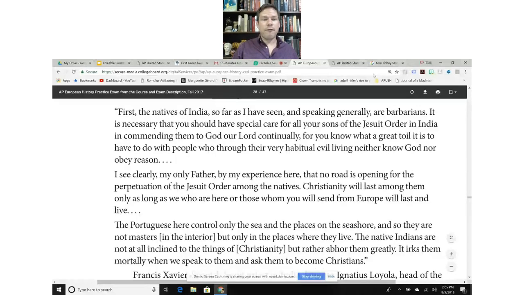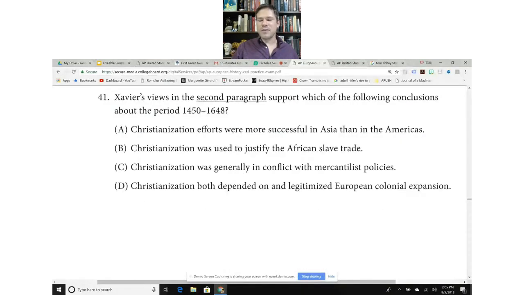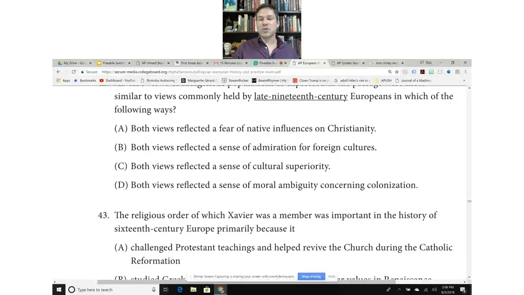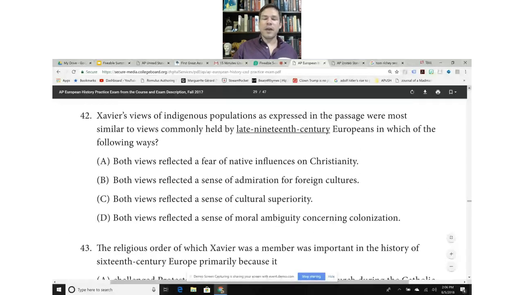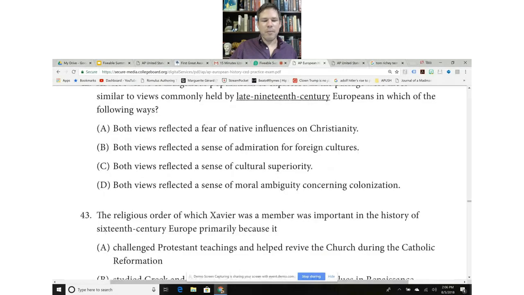So first sentence: the natives of India, so far as I've seen, speaking generally, are barbarians, okay? And so you see right off the bat what his view is. He's obviously not writing this with the intention to admire them. And so when I think about that, there is that sense of cultural superiority, which is what I was expecting to see. In a lot of cases, if a kid knows the material, what they're expecting to see is going to be there. But if they just go through and read this and think that the questions are going to be just about comprehending, it's going to take them longer. It's another mindset there.